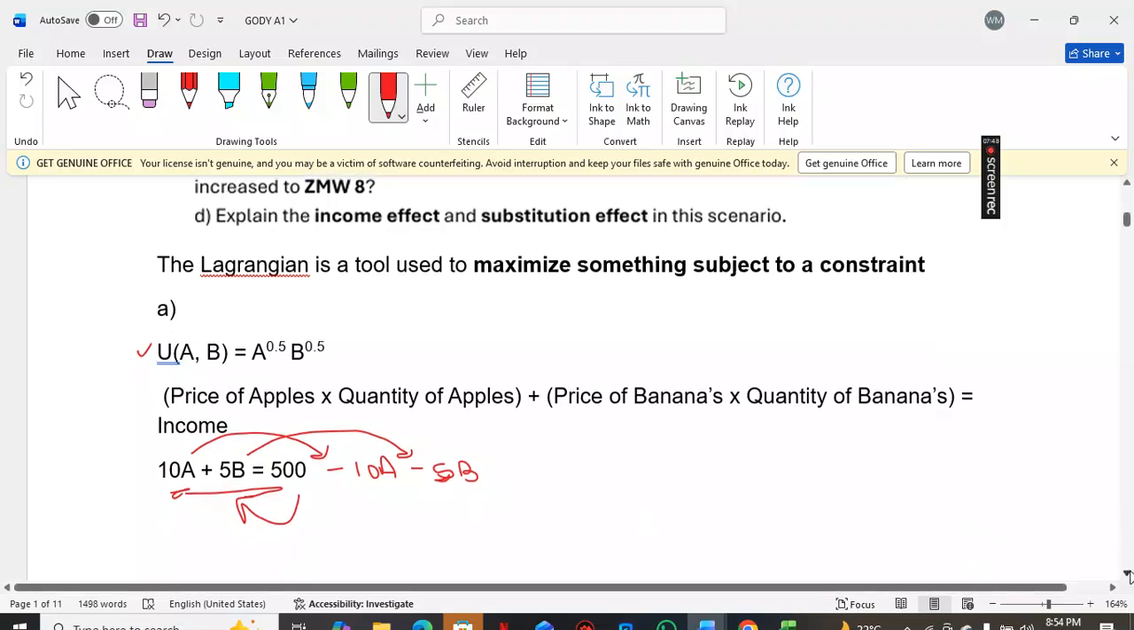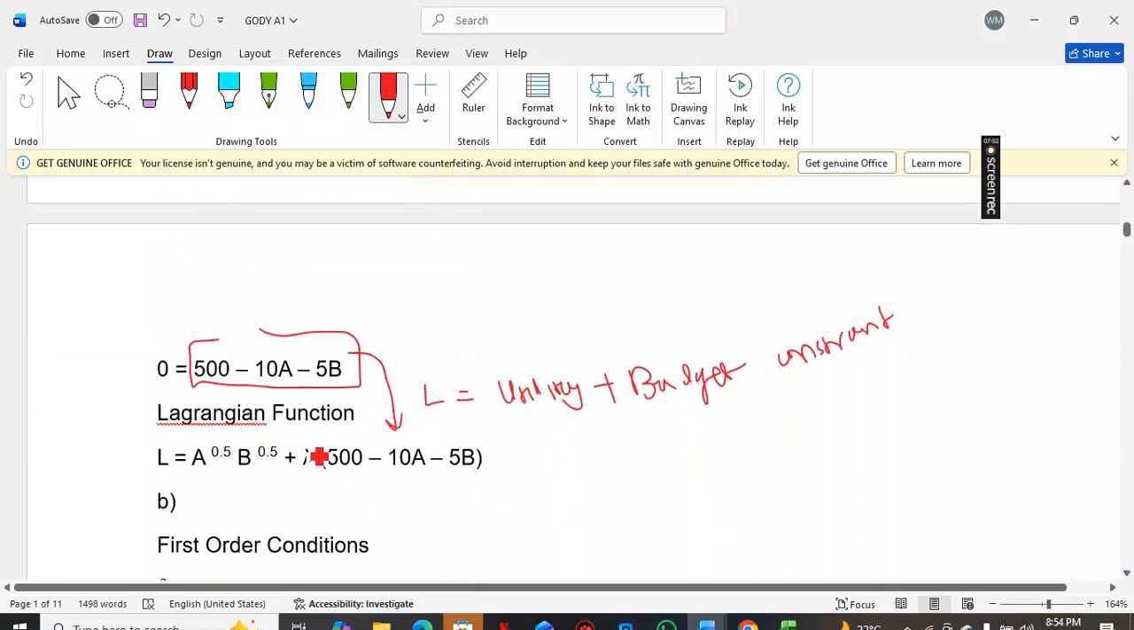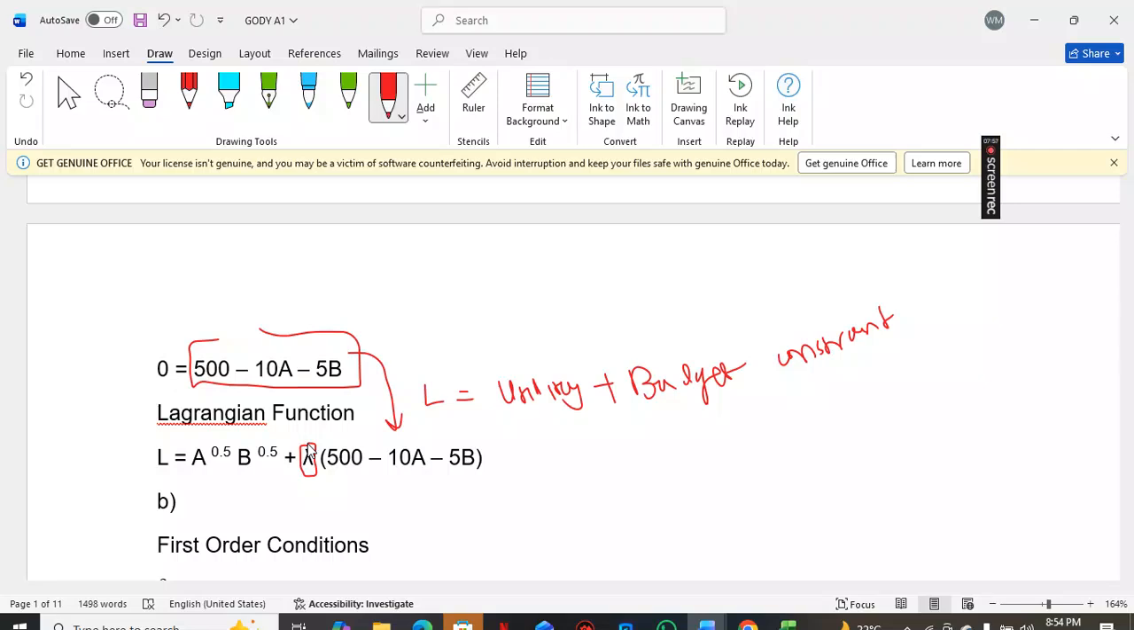This lambda I'm talking about, colleagues, is this sign here. What it's telling you is how much your satisfaction will increase for every 1 quarter you increase in your income. If you increase your income by 1 quarter, your satisfaction will increase by this amount. That's what this lambda is.